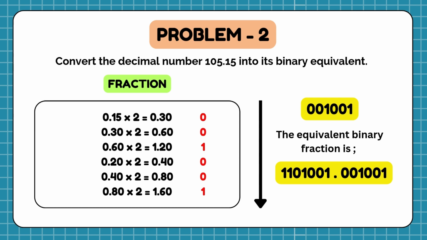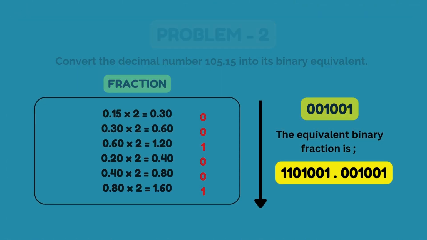So, the binary fraction is 0.001001. When we combine this with the integer part, which is 1101001, the final binary equivalent of 105.15 is 1101001.001001.